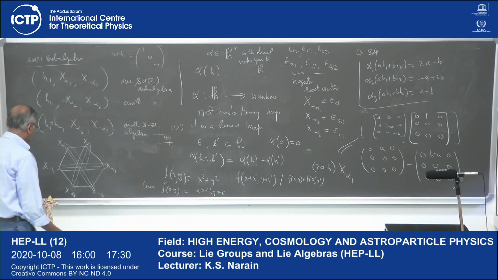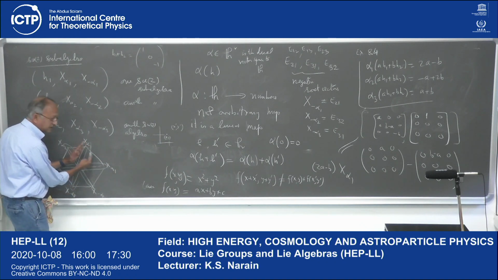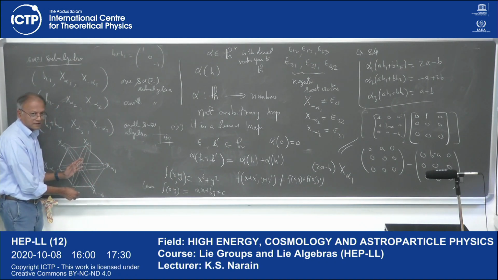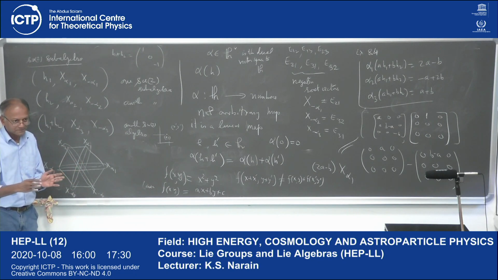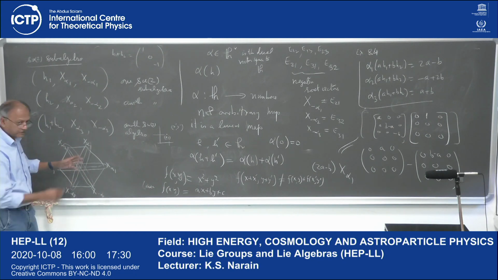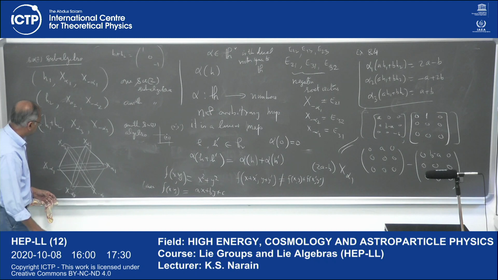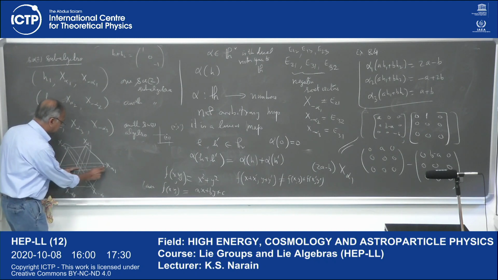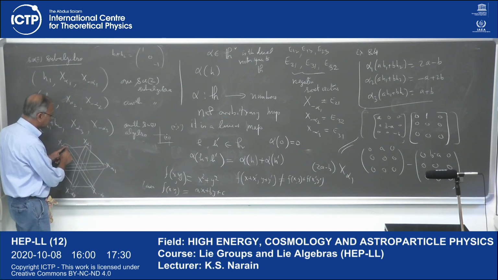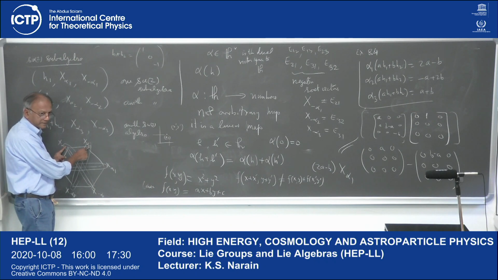But again, as pointed out yesterday, they don't commute with each other. So it's not some direct sum of SU2s, no. This is very complicated, there is intertwining. These different SU2s are intertwined with each other. So for example, we saw the commutator of X alpha 1 with X alpha 2 gives you X alpha 3.